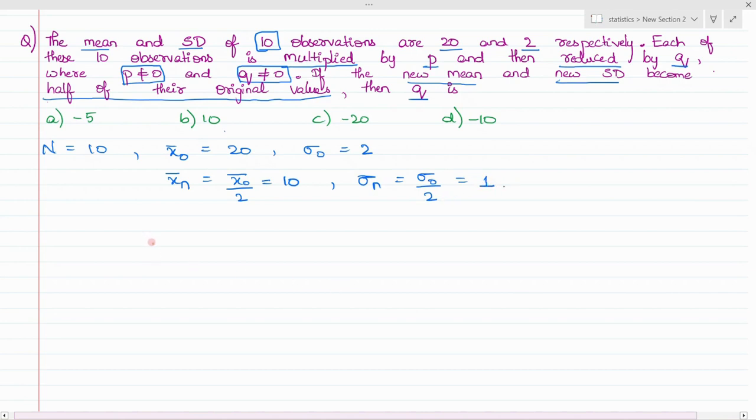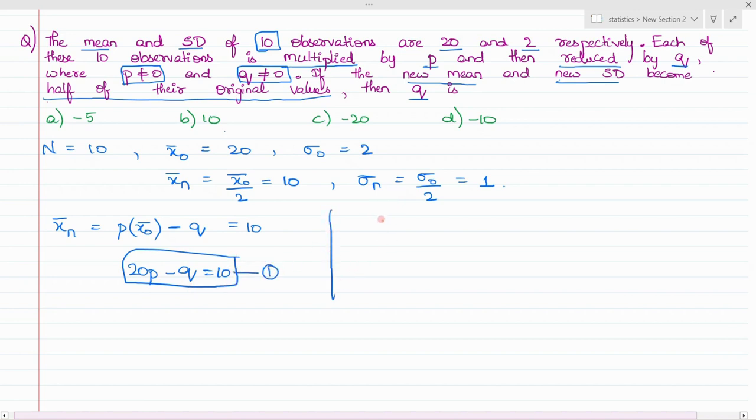Now, here it is told first the data points are getting multiplied and then reduced. So according to this, new mean will also get multiplied first with the original mean and then reduced by a constant value q. Now this is equal to 10. So original mean is nothing but 20. So 20p minus q is equal to 10. So this is the equation number 1.